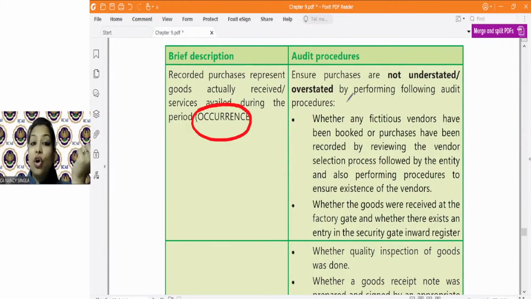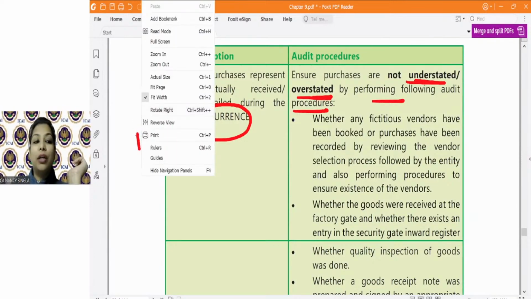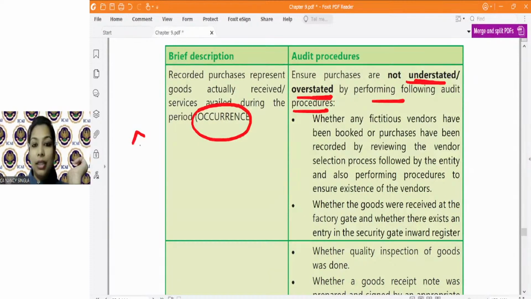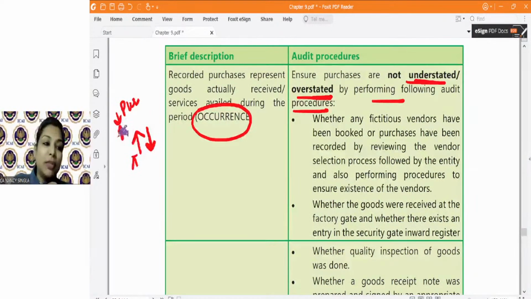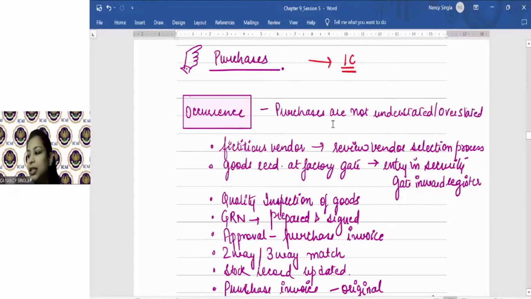So ensure that purchases are not understated or overstated by performing the following procedures. अगर मैनेजमेंट को प्रॉफिट ओवरस्टेट करना है, है ना, तो मैनेजमेंट क्या करेगा, मैनेजमेंट विल डिक्रीज द परचेजेस. और अगर अंडरस्टेट करना है प्रॉफिट तो मैनेजमेंट क्या करेगा, इट विल इंक्रीज द परचेजेस. तो ऑडिटर विल सी दैट दिस शुड नॉट हैपन, ठीक है. अब ये एग्जैक्टली सेम है जो हमने वहां किया विथ फ्यू डिफरेंसेस. सो लेट अस जस्ट सी.